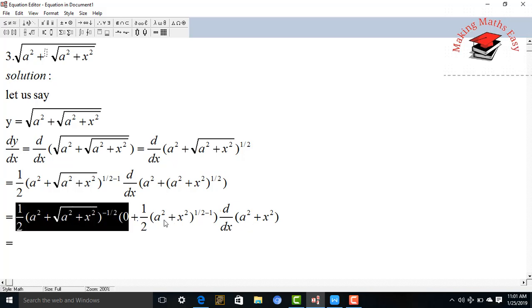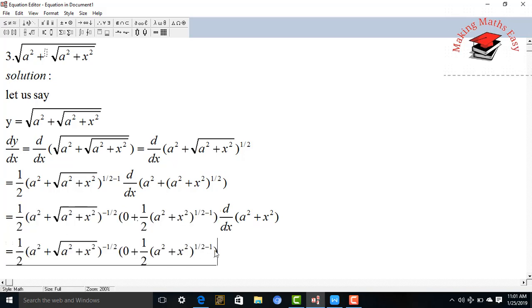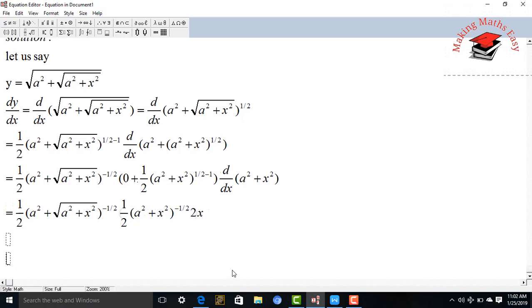In the next step, I will write this completely, and instead of minus 1 by 2 minus 1, I will write minus 1 by 2, and this 0 has no value, so I will cancel it, and also remove the bracket over here. Then the derivative of a square is equal to 0, so no need to write it, and the derivative of x square is equal to 2x, so I will write 2x. So this will be my final answer.